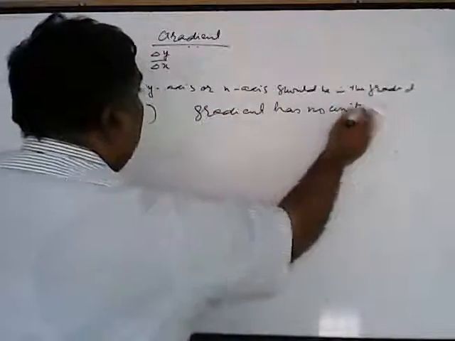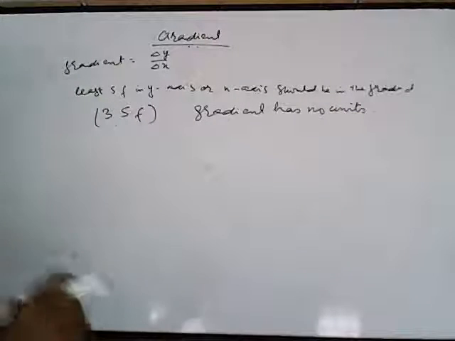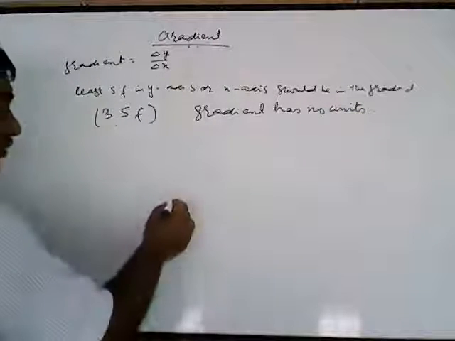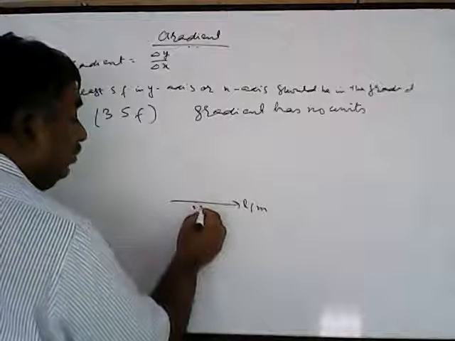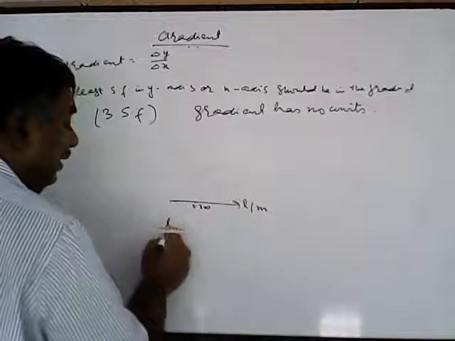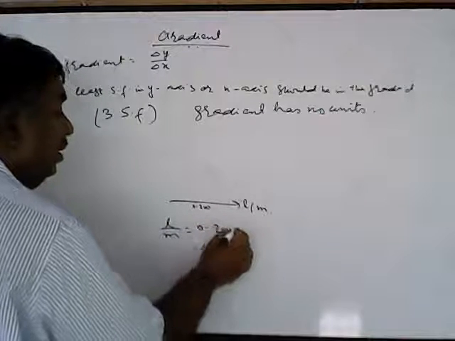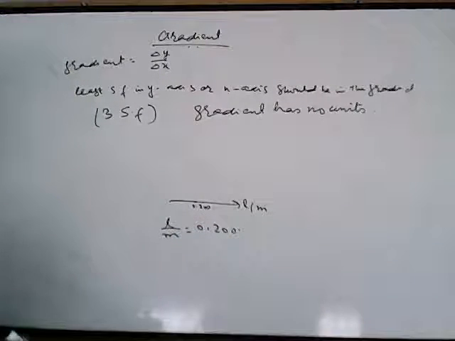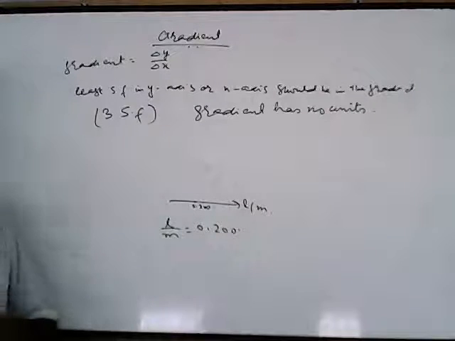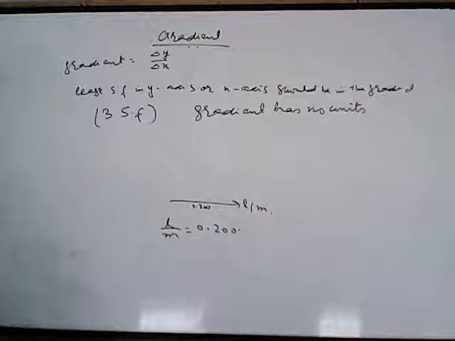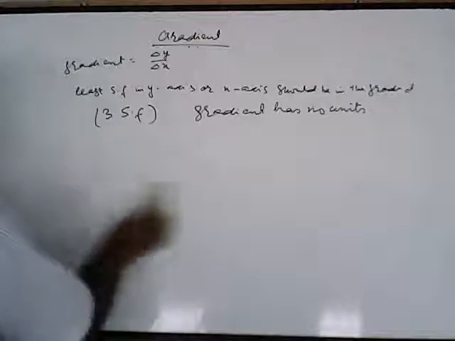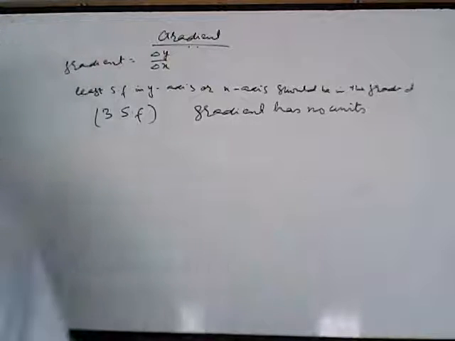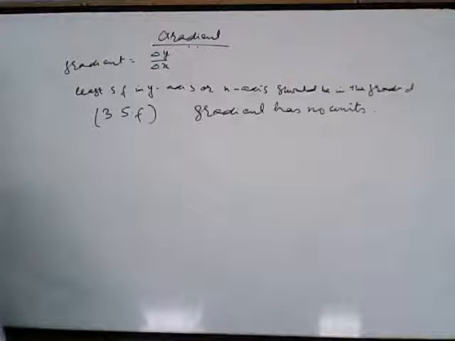Actually, you are not taking the units, those are pure numbers, because suppose if you take the length in meters here, and if this is, suppose, 0.200, it is actually like this one. This is a pure number. So pure numbers do not have units. So gradient has no units, so do not write the units of the gradient. Although the examiners are very much reluctant about this, if you write the unit, you will not lose your marks, but it is better not to write the units.